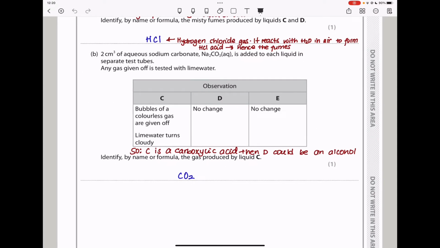So let's see the observations. They say with C, bubbles of a colorless gas are given off and lime water turns milky. This is a confirmation that C is a carboxylic acid.